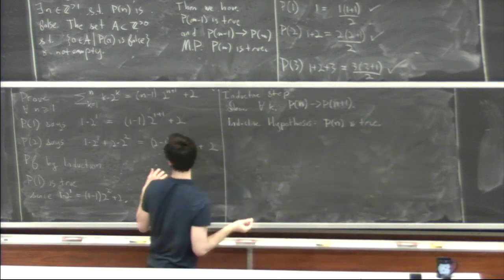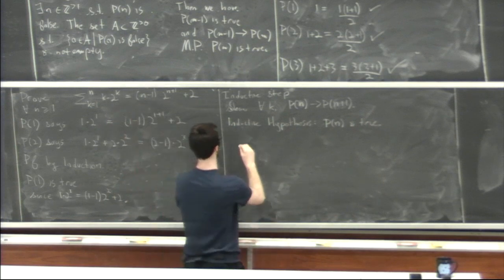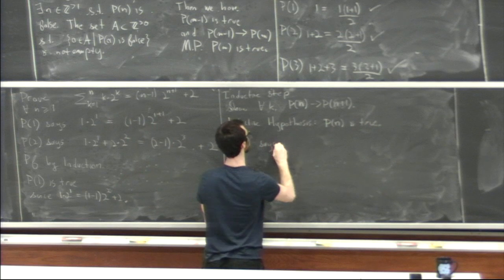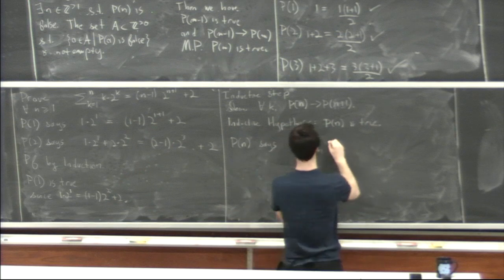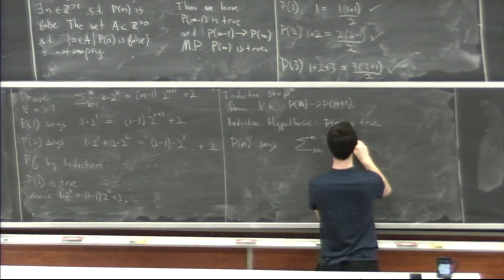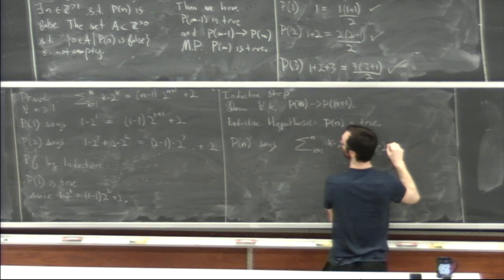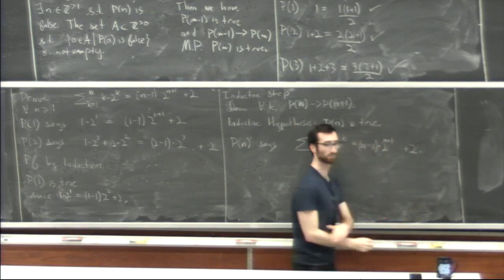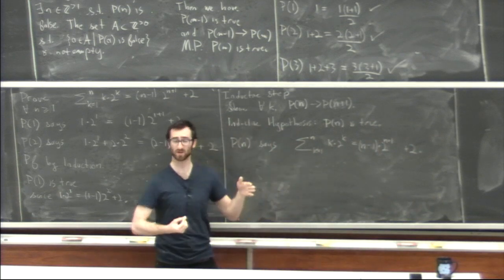So let me write down P of n. Well, P of n should be exactly what we have here. P of n says that the sum from k equals 1 up to n of k times 2 to the k is equal to n minus 1 times 2 to the n plus 1, plus 2. Now what I want to do is show that P of n plus 1 is true.